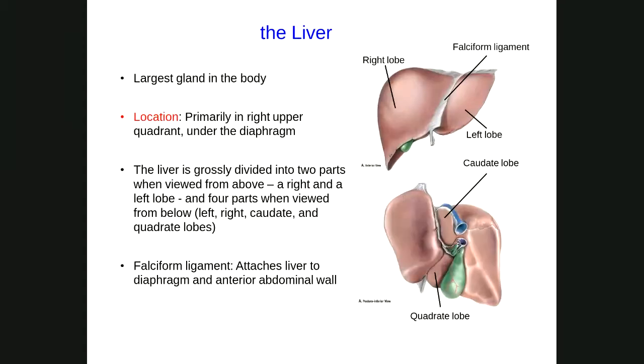So back to the liver, the largest gland in the body. As we mentioned, the location. Grossly, I'm sure you have studied in the laboratory about the different lobes. So in general, if you are looking from above, you can see only the right and left lobe, and we can see the falciform ligament, which attaches the liver to the diaphragm above and anteriorly to the anterior chest wall.